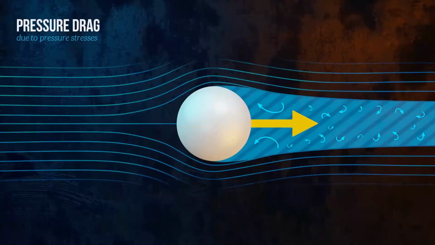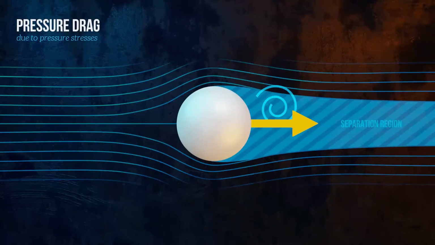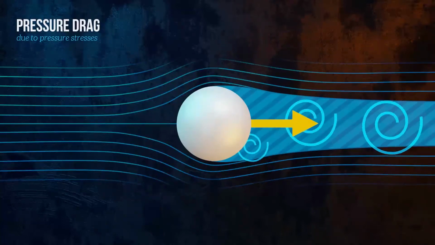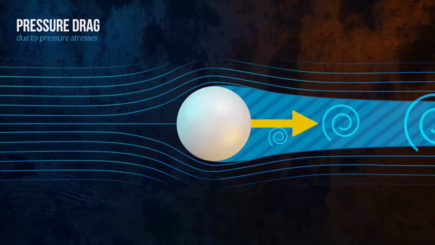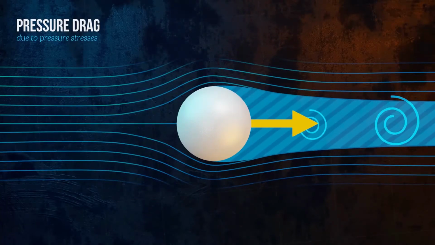This creates an area of low pressure behind the body, called the separation region. That results in a large drag force. If you are trying to reduce drag forces, you will want to minimize flow separation at all costs. Flow separation can also cause vortex shedding, which can generate unwanted vibrations and instability.